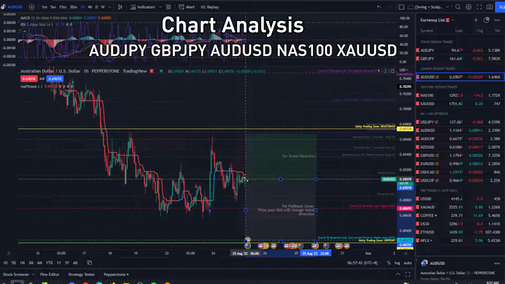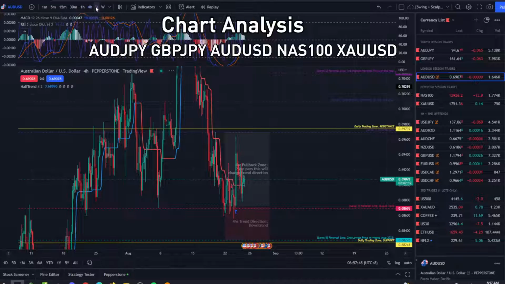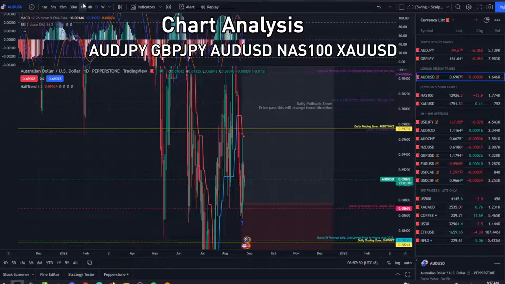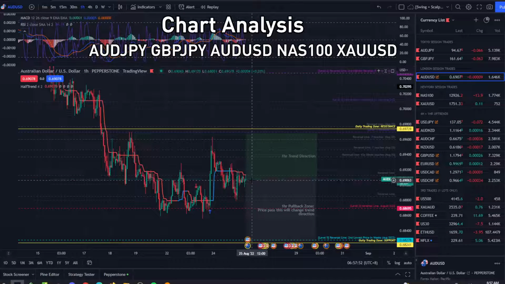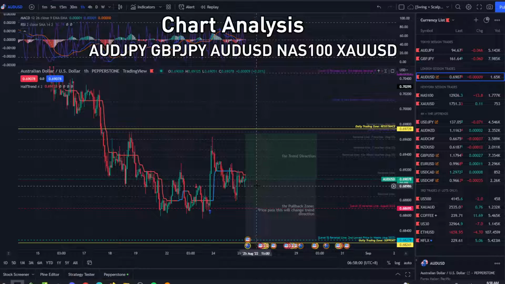So if anything, during Tokyo session, you can still take on the uptrend. Let's just check the 4-hour and the daily. So they're definitely in a downtrend. Having seen that, we are in a descending channel right here.